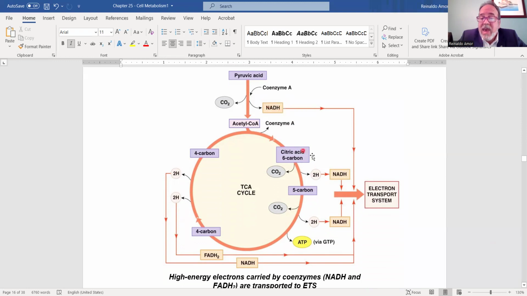I just wanted you to see where all of these high energy intermediates are heading. NADHs, FADHs, all of those are heading into the electron transport system. The electron transport system takes place in the inner mitochondrial membrane.